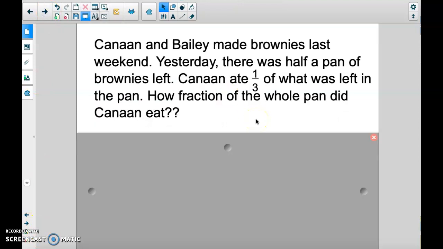So the first one is that Kanan and Bailey made brownies last weekend. Yesterday, there was half a pan of brownies left. Then Kanan ate 1/3 of what was left in the pan. What fraction of the whole pan did Kanan eat? So go ahead, pause your video, draw your picture, write your equation, and solve it.